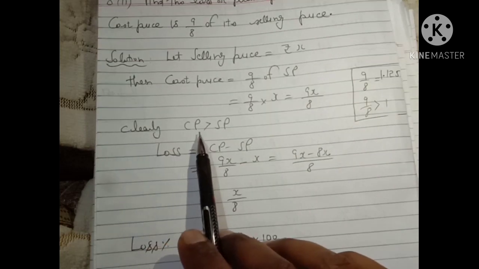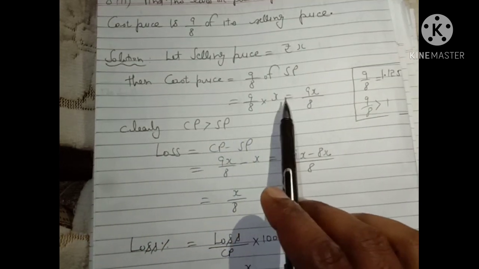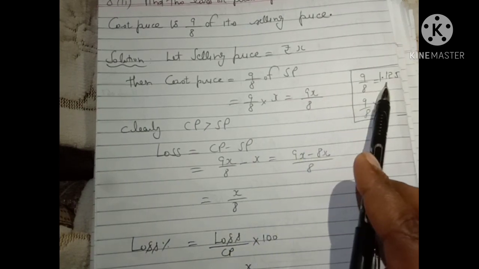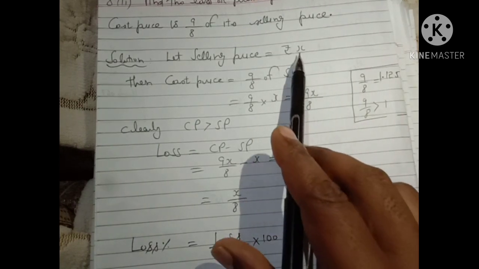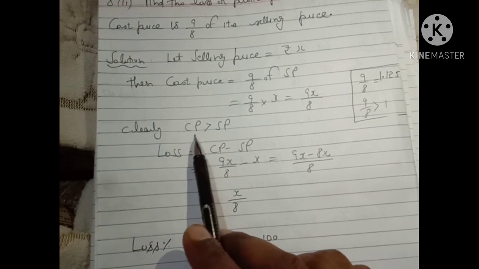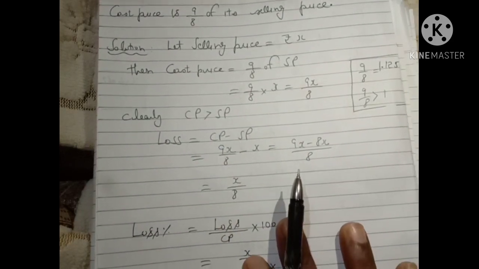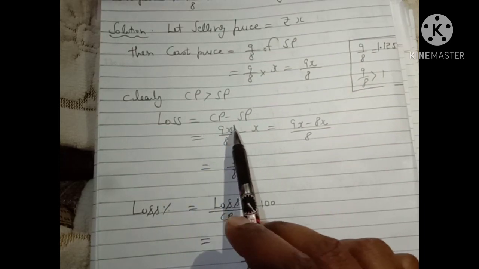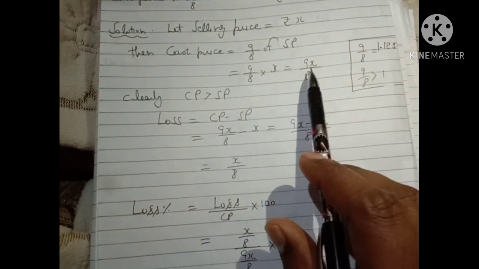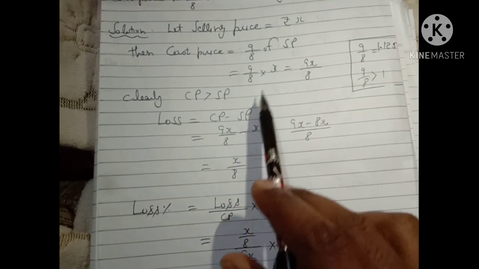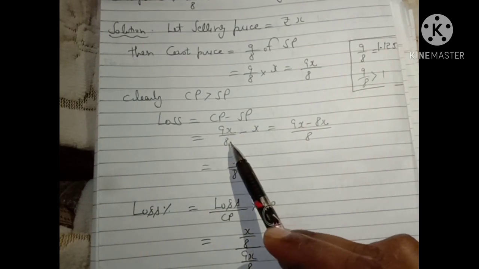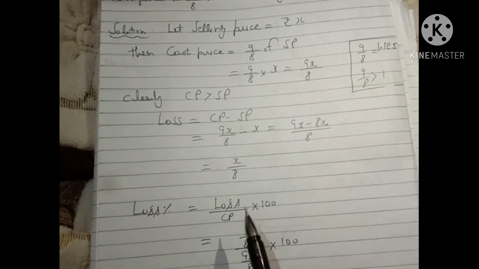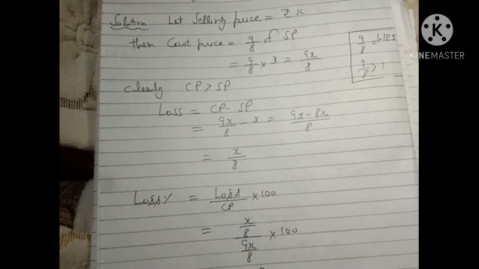So clearly you can see the cost price is greater than the selling price, because the cost price is 9x by 8, that is 1.125, and it is greater than this 1x. It means the value of this cost price is greater than the selling price, and this is a case of loss. Then the loss is equal to CP minus SP, and the value of this CP is 9x over 8 and the value of this SP is x. Now you have to take the LCM, then it will become 9x minus 8x over 8, and then it will become x over 8.